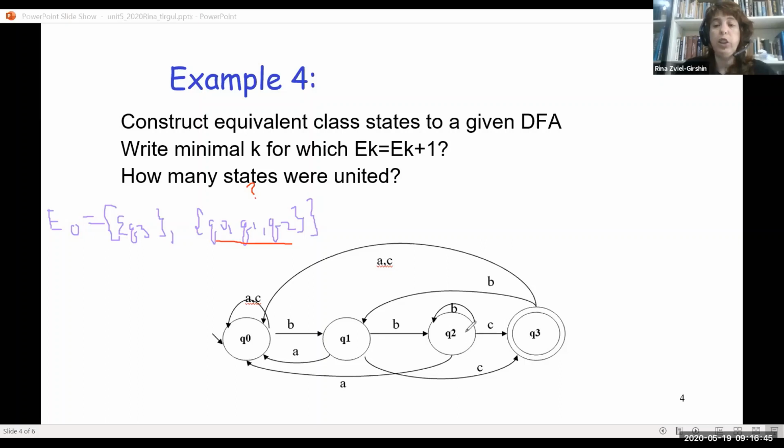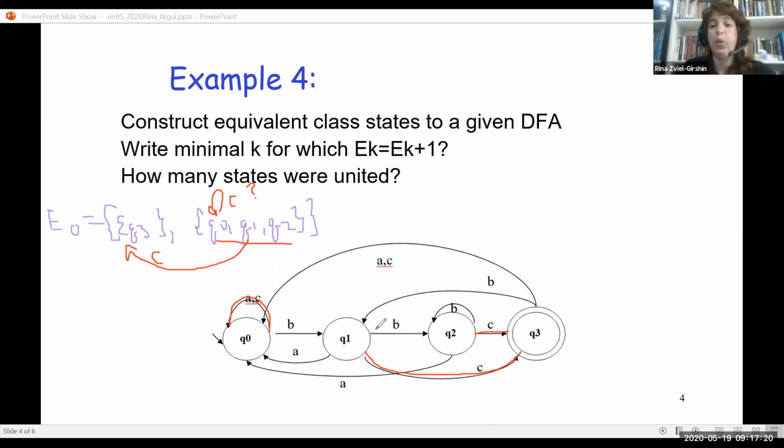So let's check. I can see that Q2 with C and Q1 with C, I go to the accepting state, and Q0 with C, I stay here. So I already know that I can separate Q1, Q2 from Q0. Q1, Q2 with C, I already found that I can go to Q3. Q0 with C stays in the same group. I can check additional letters. Maybe the behavior will be different.